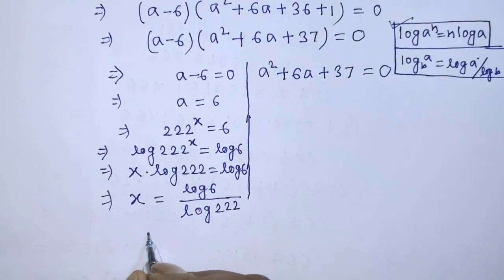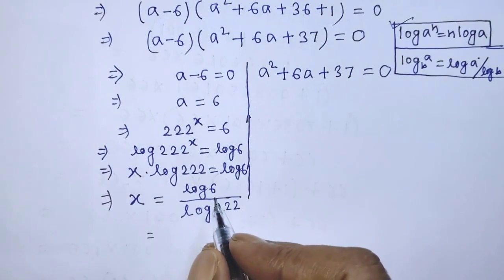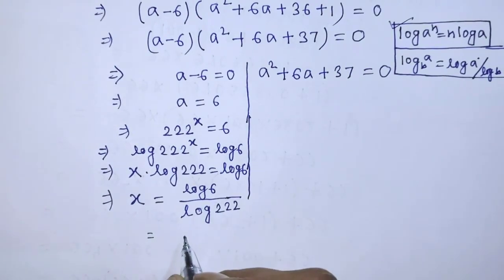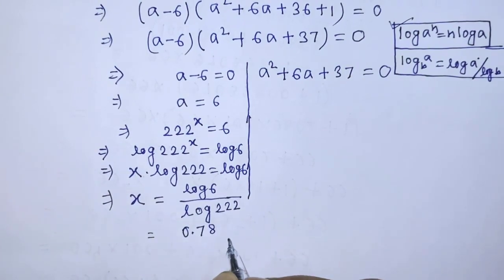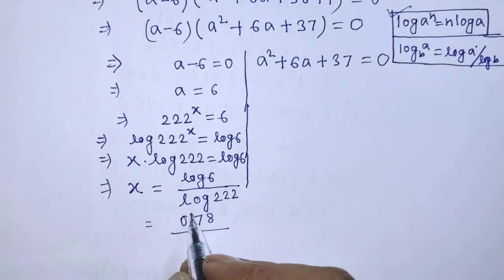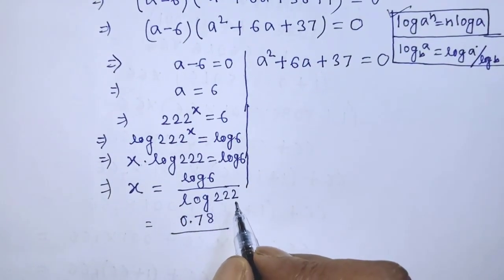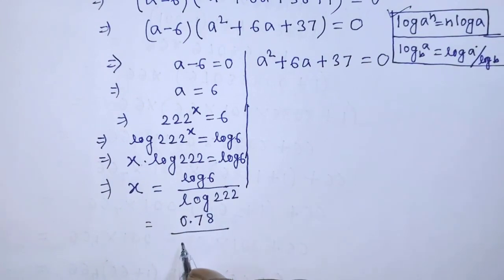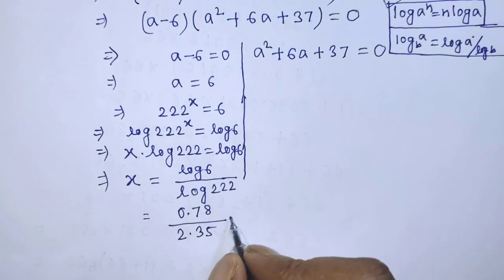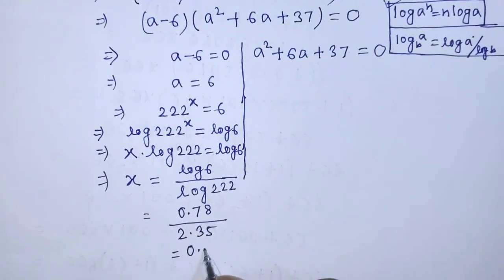The value of log 6 is 0.78 approximately, over the value of log 222, which will be 2.35 approximately. It will be 0.332 approximately, which is our real solution.